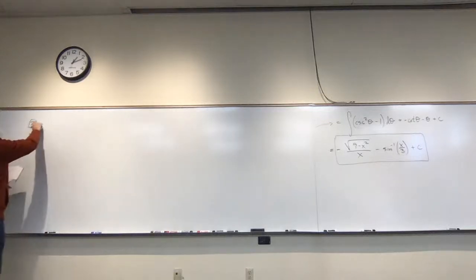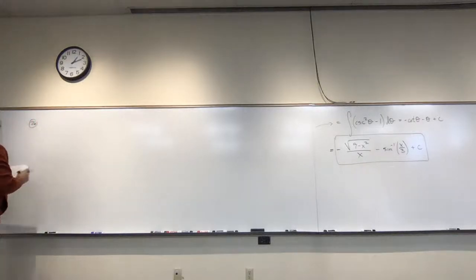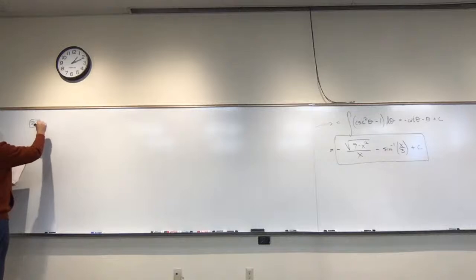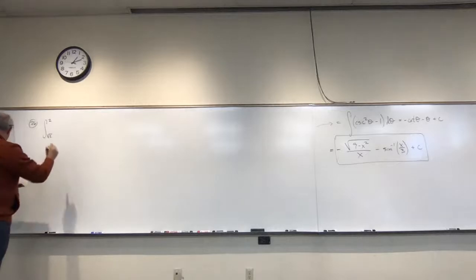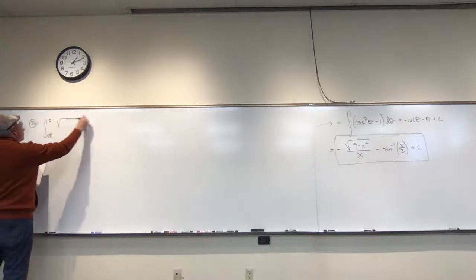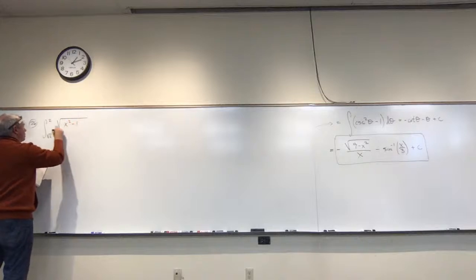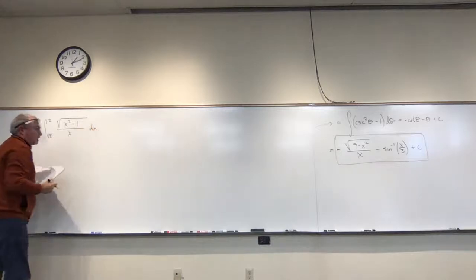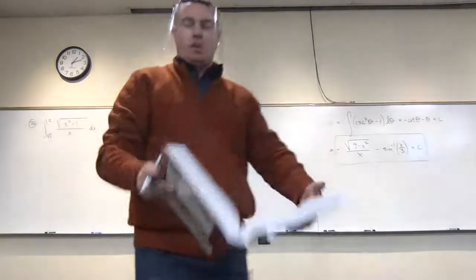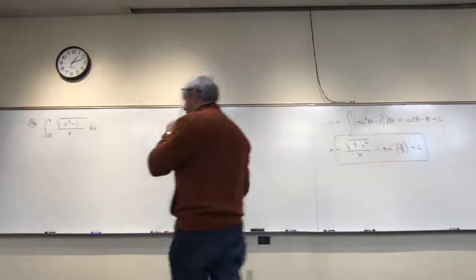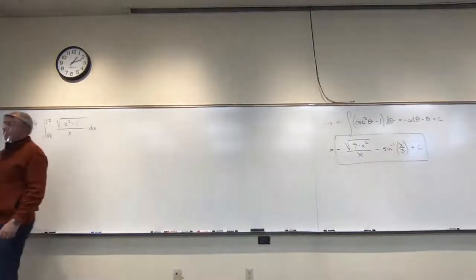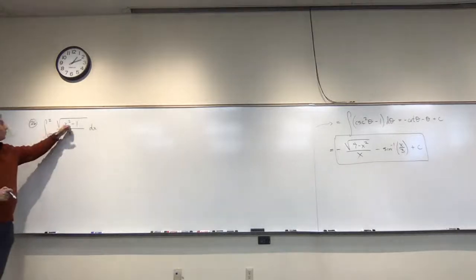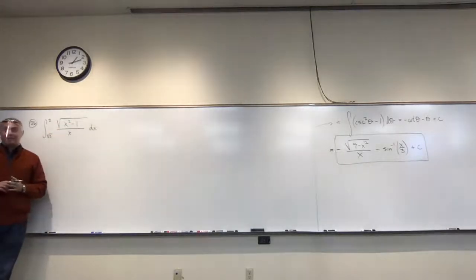Okay, so 26 is the integral from square root of 2 to 2 of the square root of x squared minus 1, divided by x, dx. Okay, first question, what is the form? So we've got something squared minus 1. What is that like?